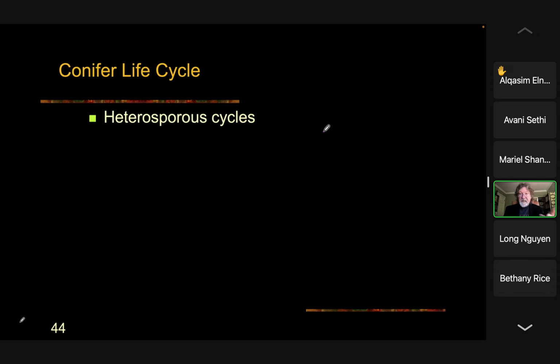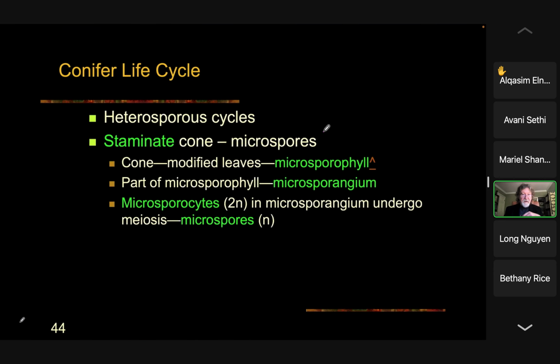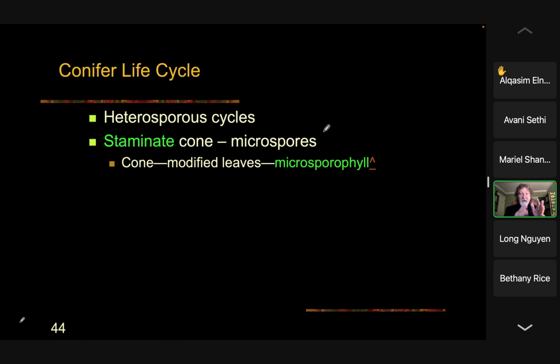So heterosporous cycles. So we have two different cones, that is the reproductive structure on the sporophyte. And we have two different types of cones. Male cones, which are called staminate cones. In these cones, they produce the microspore, okay? Staminate cones are male cones. Only microspores will be produced there.